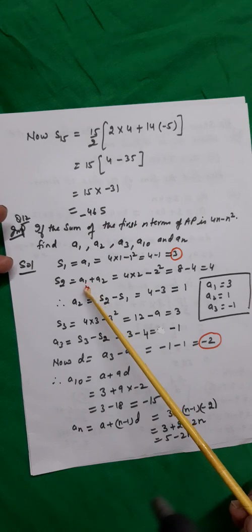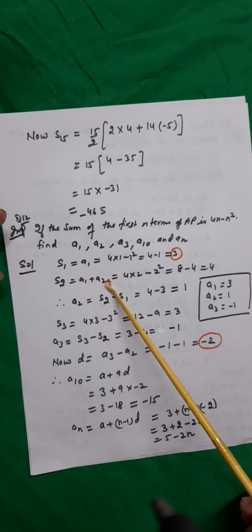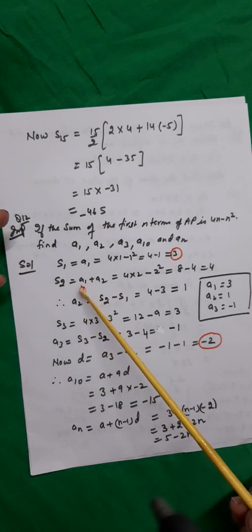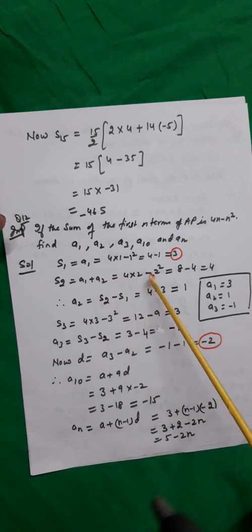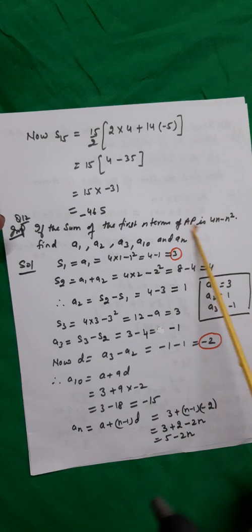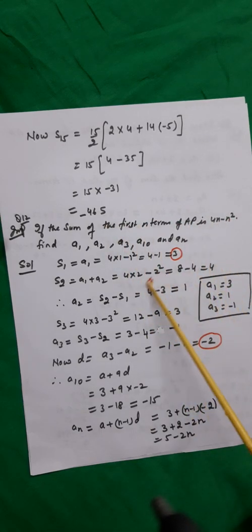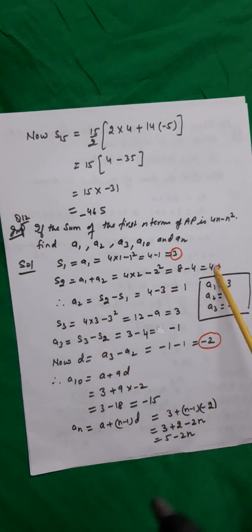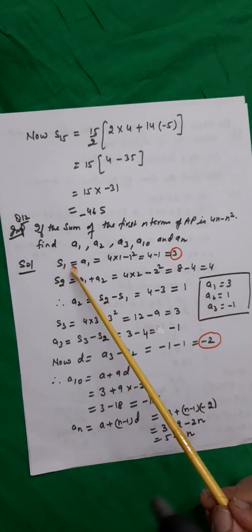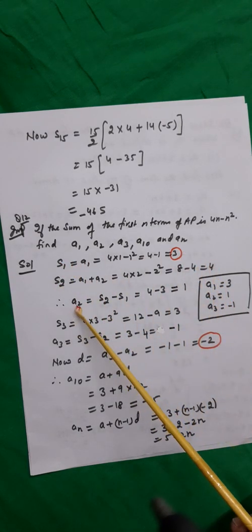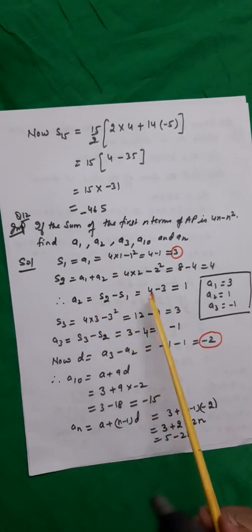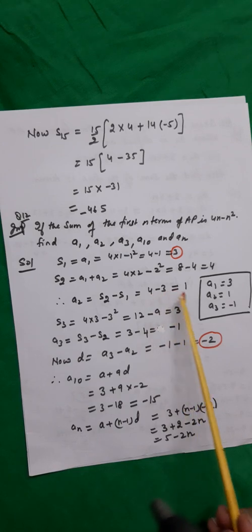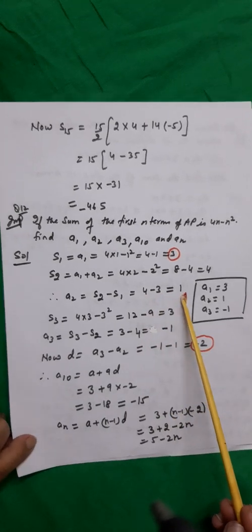S2 is equal to a1 + a2, the sum of two terms. This gives me 4 into 2 − 2², because this was the sum of the first n terms. So this gives me 4. Now the sum of the first two terms is 4 and the sum of one term is 3. So what will be the second term? The second term will be S2 − S1, which is equal to 4 − 3, which is equal to 1.